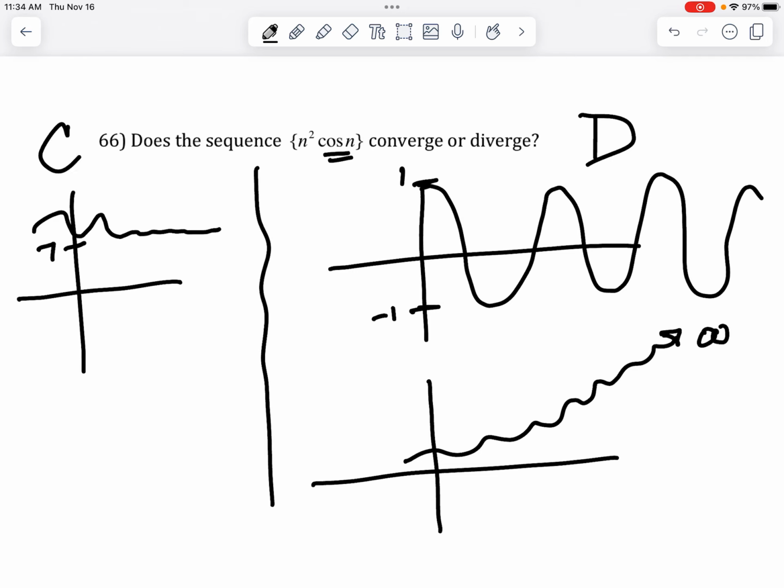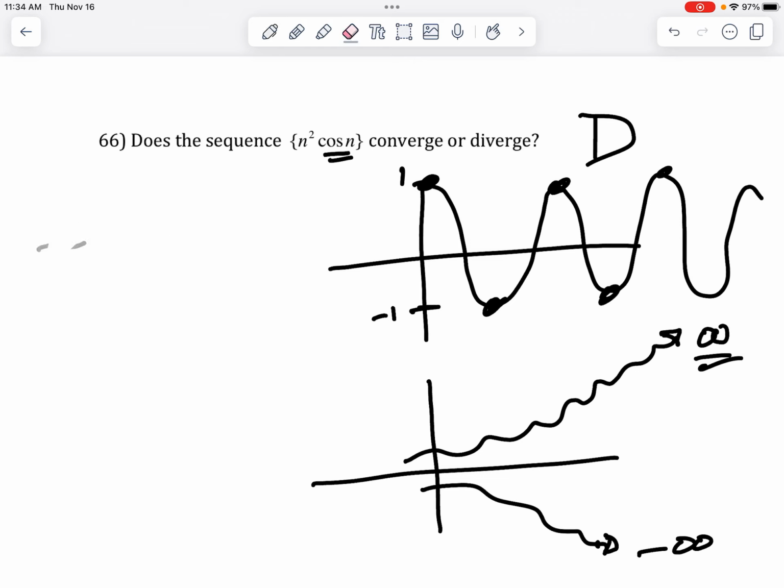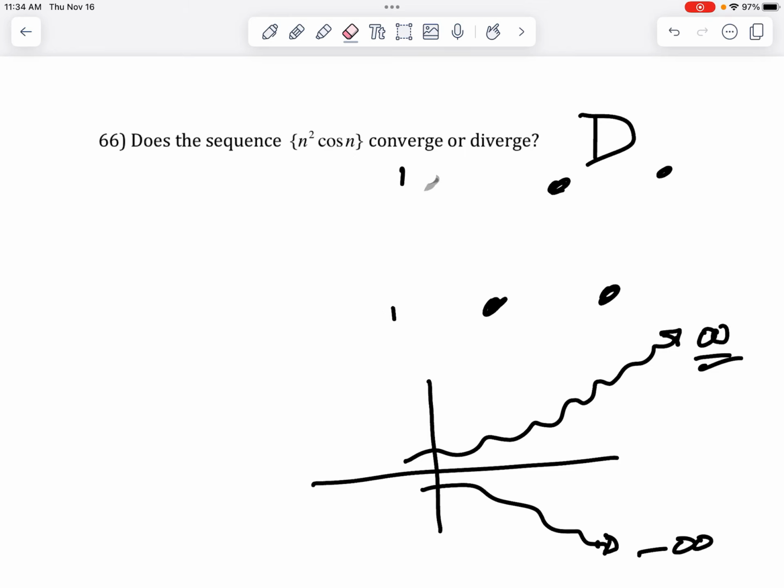So for diverge, there's the two possibilities: either infinity, which could also be negative infinity, and you would still call that diverge, or if it bounces around between several different answers, that's also diverge. So what's happening with this? It has the cosine, which means it's going up and down.